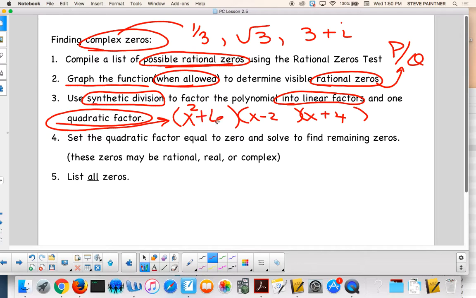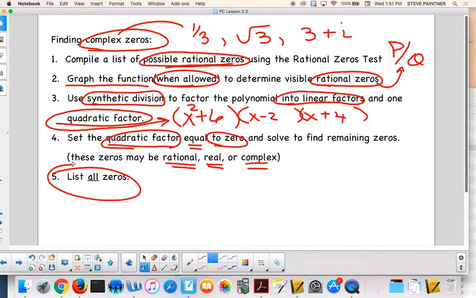So you get it down to the last factor, quadratic, and then you set the quadratic factor equal to what? Set the factor equal to 0, and then solve it. How do you solve it? You factor it. You use the quadratic formula. Maybe you just solve it. And you're going to get rational, real, or complex zeros. And then, of course, you have to list all your zeros in the end, and then you're done. That's what you've been doing for a day and a half.